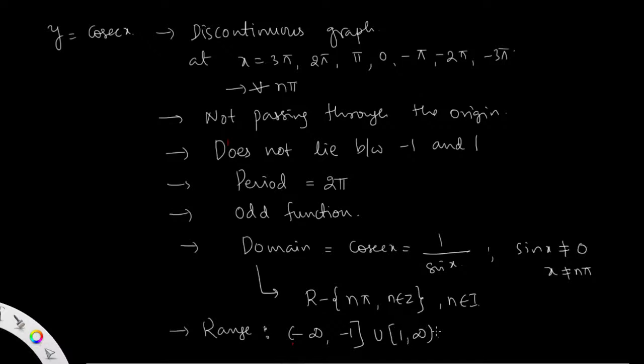Okay, so this is an odd function. Why? Because cosecant of minus x is minus cosecant x. By checking, f of minus x equals minus f of x, so it is an odd function. If f of minus x equals plus f of x, it is an even function. Therefore it is an odd function.